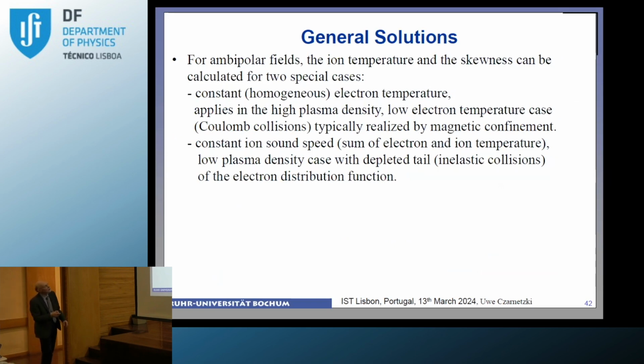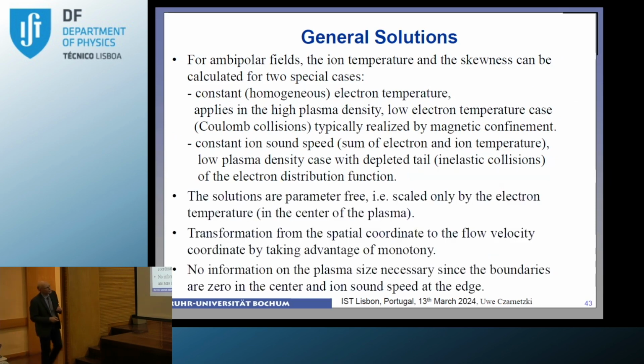One is for a constant electron temperature. The other is a constant ion sound speed, which means basically the sum of electron and ion temperature is constant, which is a low plasma density case. The other is the high plasma density case. And these solutions are absolutely parameter free. So they are scaled only by the electron temperature, or more precisely, the temperature in the plasma. The trick is also that we make a transformation from the spatial coordinate to the flow velocity, because we have monotony here. Then we don't need any information on the size of the plasma either, because the velocity is clearly 0 in the center, and the bulk ends where the ions reach the sound speed.